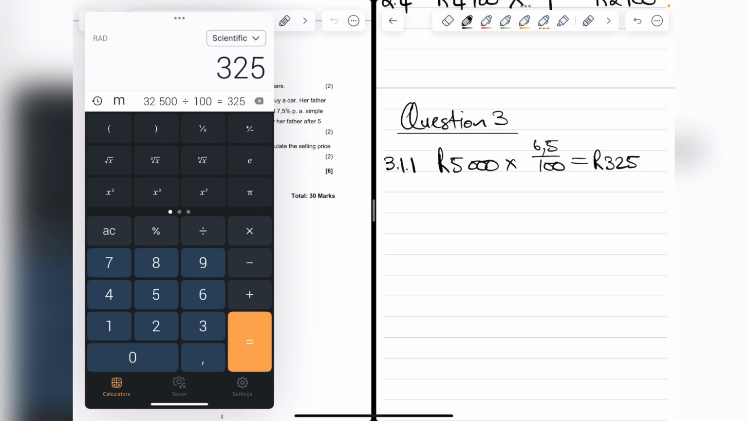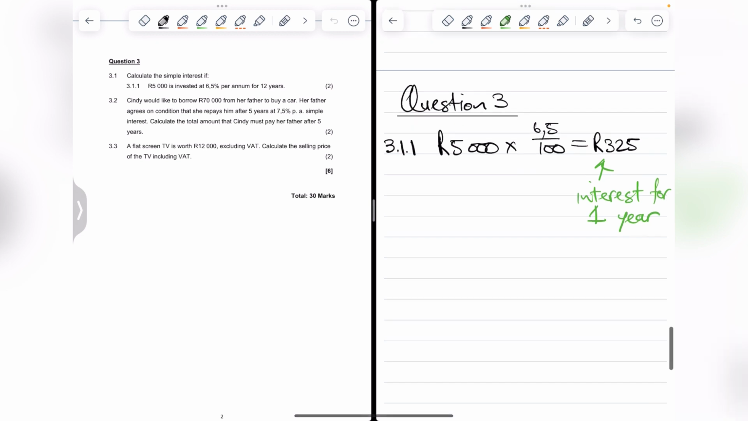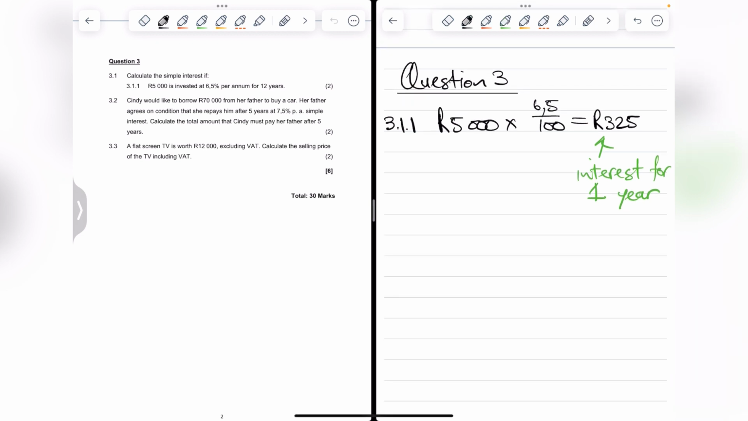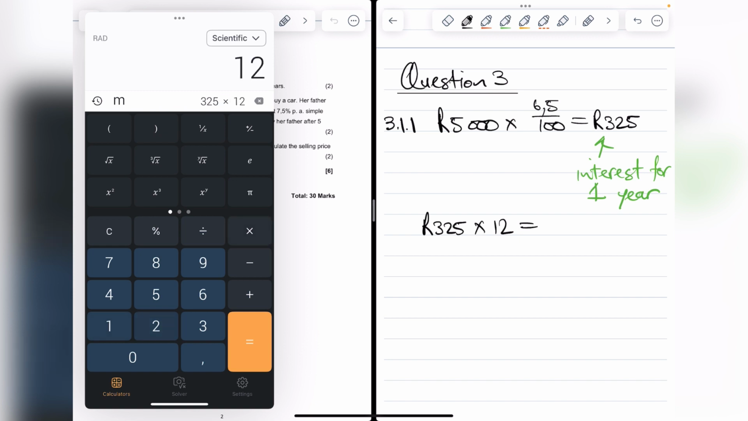So please note that this is the interest for 1 year. That's interest for 1 year, and they want it for 12 years. So I need to then take my interest for 1 year, 325, and multiply it by 12 years. And that gives me 3,900 Rand. And that is the answer they want.